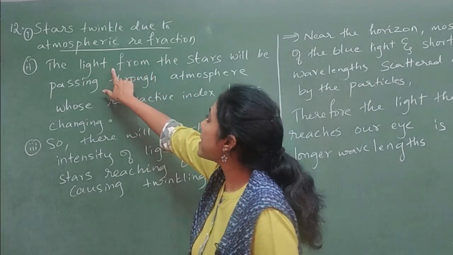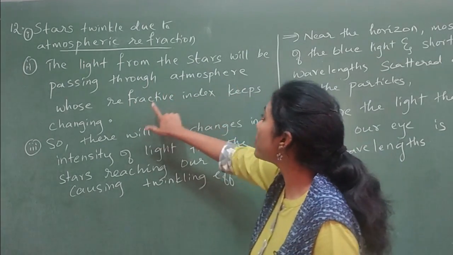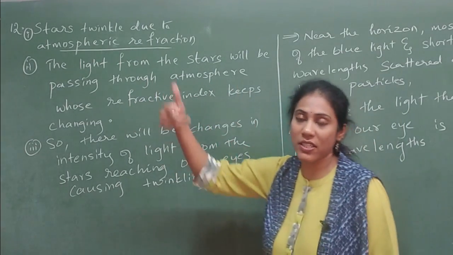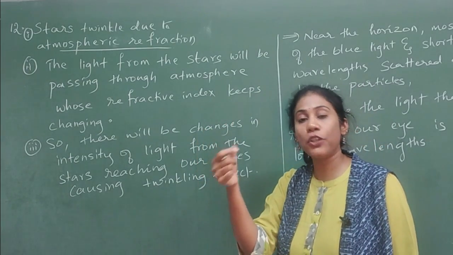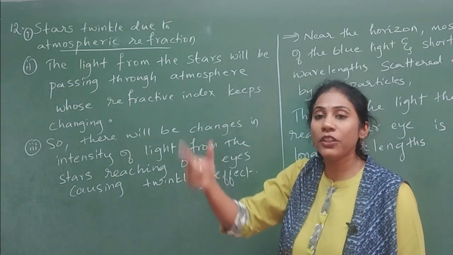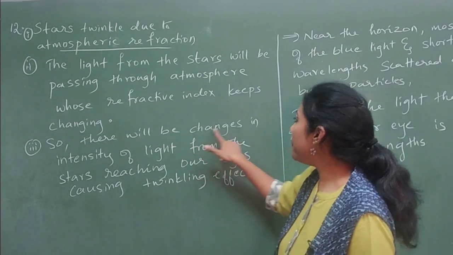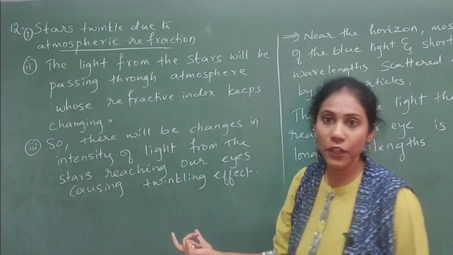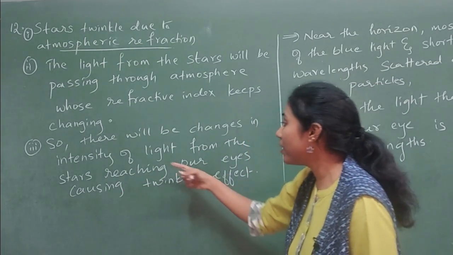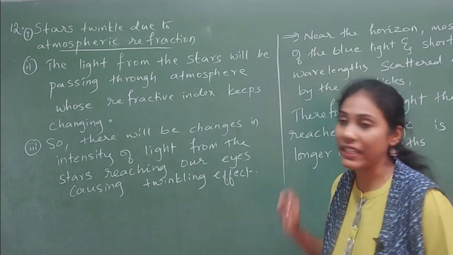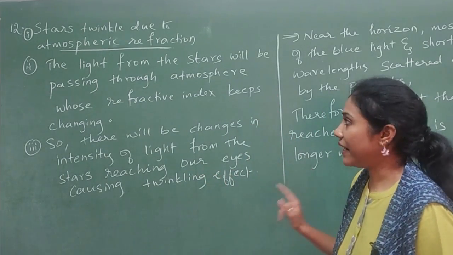So what happens is the light from the stars will pass through the atmosphere whose refractive index keeps on changing because there are so many particles, and different media have different extents of bending light. So continuous refraction keeps happening. So there will be changes in the intensity of light, that is, the amount of light coming from the stars reaching our eye, causing a twinkling effect. Okay, so these are the 3 points that you can write.